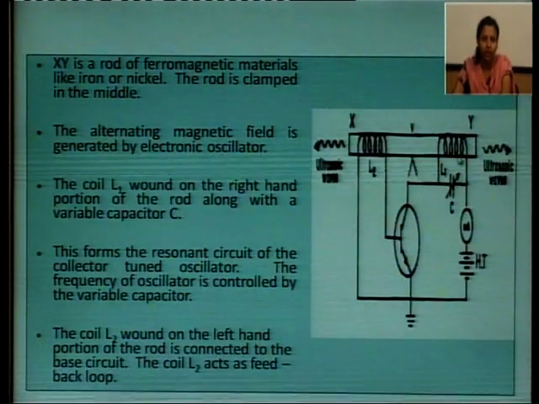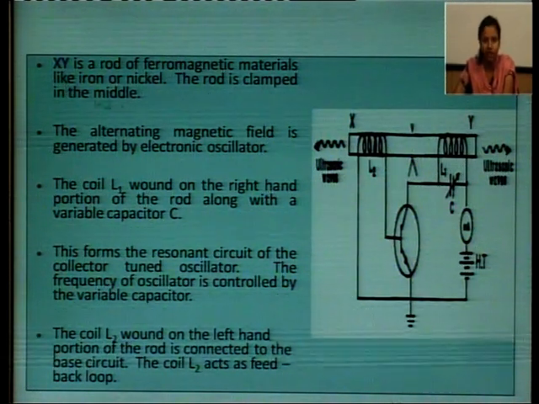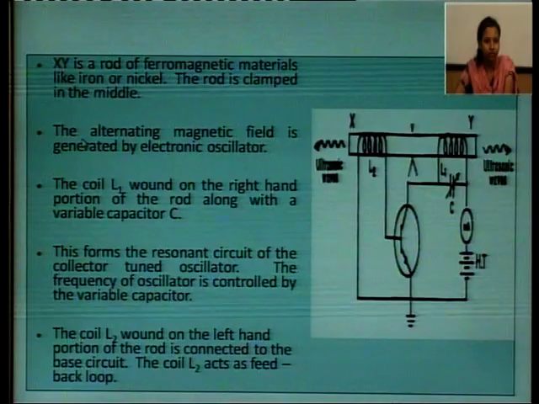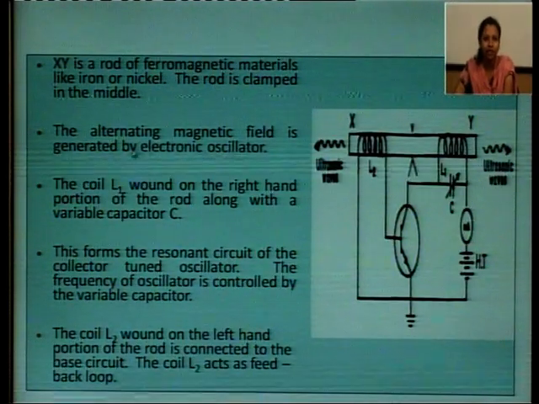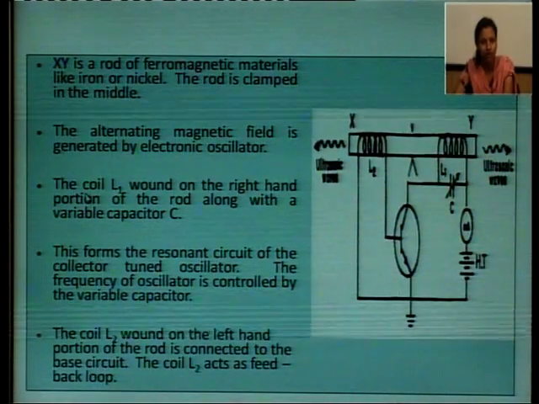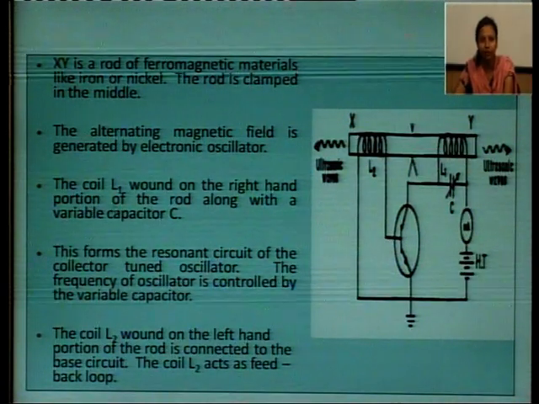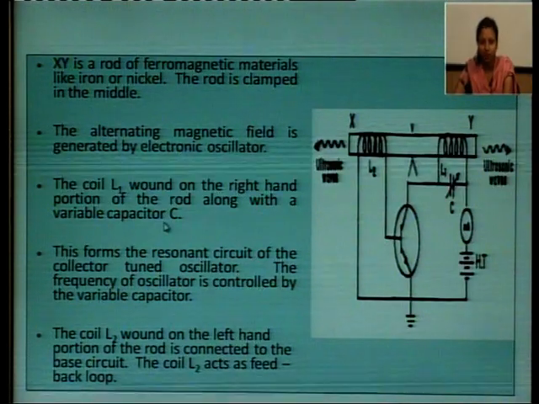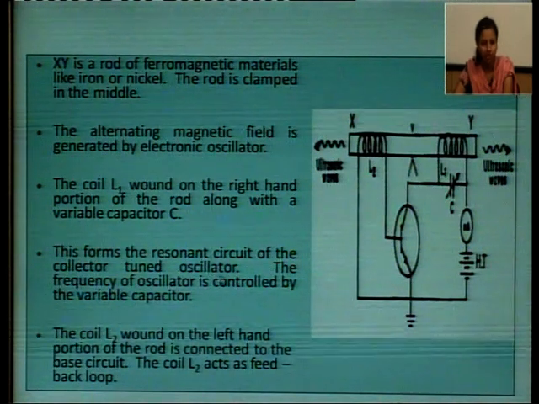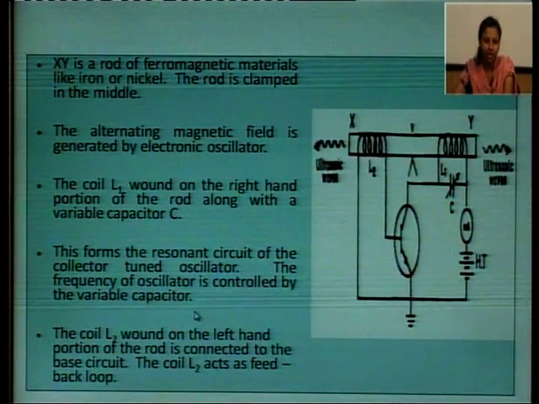So this M is the emitter and this is the high tension battery. How does it work? XY is a rod of ferromagnetic material, as we already discussed, like iron or nickel. The rod is clamped in the middle. The alternating magnetic field is generated by an electronic oscillator. The coil L1 is wound on the right hand portion of the rod, along with the variable capacitor C. This forms the resonant circuit of the tuned collector oscillator. So the frequency of the oscillator is controlled by the variable capacitor.